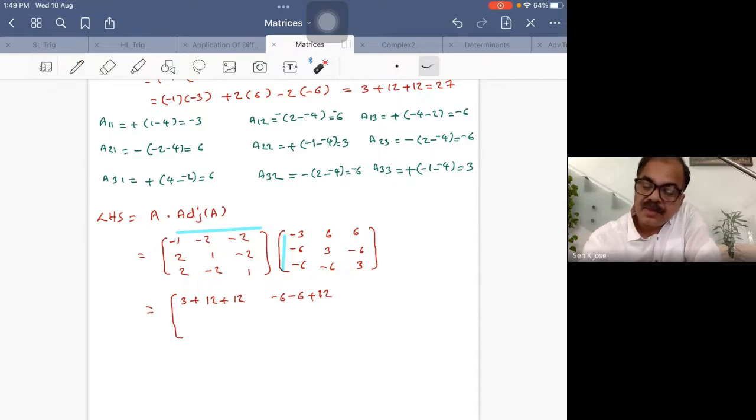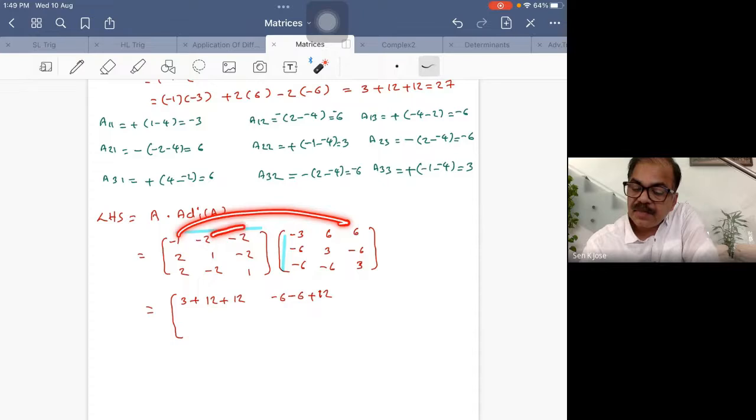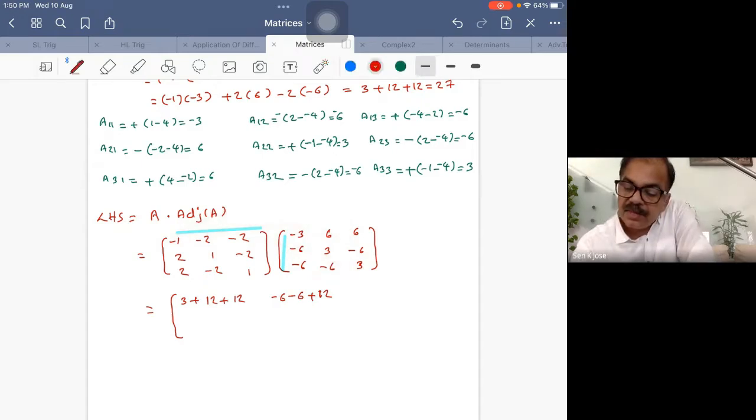And then first row, third column. So first row into third column. I should multiply like that, which means minus 1 into 6, minus 2 into minus 6, and minus 2 into 3. Add them up, yeah? So it's going to be minus 6 plus 12 and minus 6.